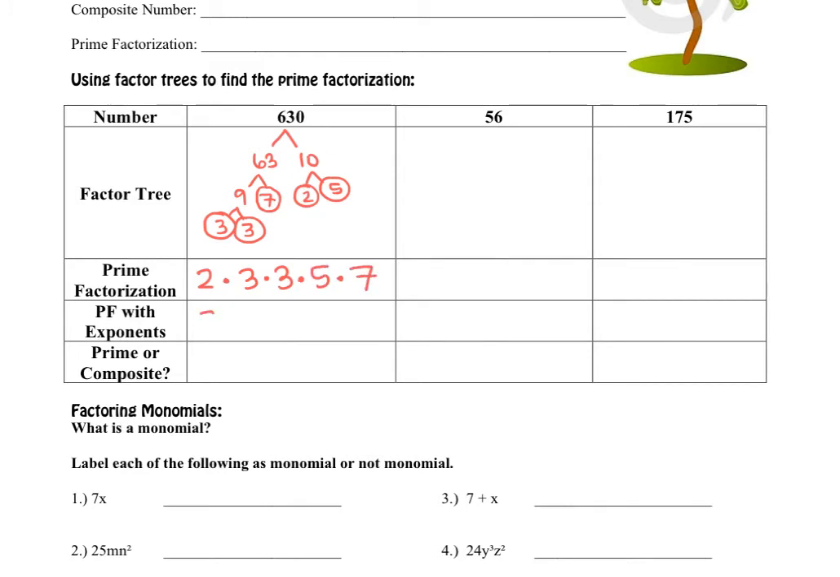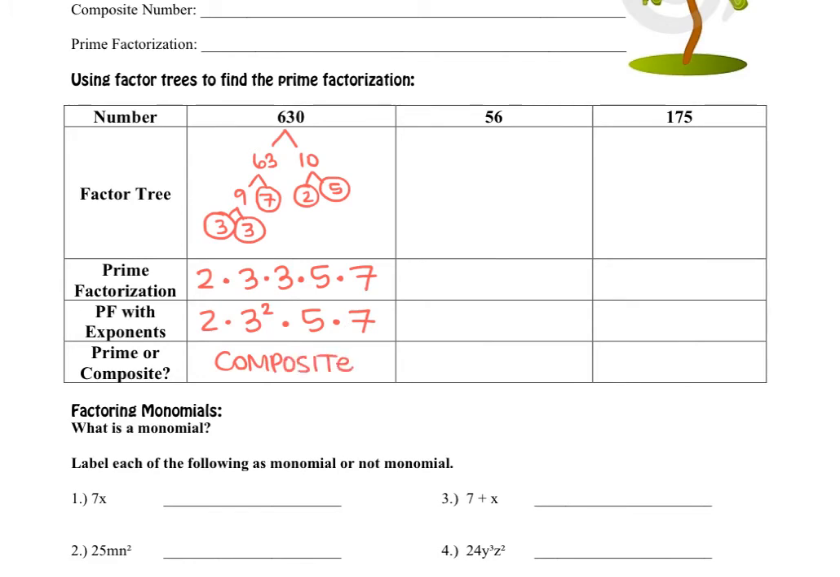Or you could write that with exponents. 2 times, instead of 3 times 3, we can write that as 3 squared times 5 times 7. And if you were to type into your calculator 2 times 3 times 3 times 5 times 7, you would get 630. We've broken this down into the product of its primes. And so clearly 630 has way more than just two factors, so it is composite.